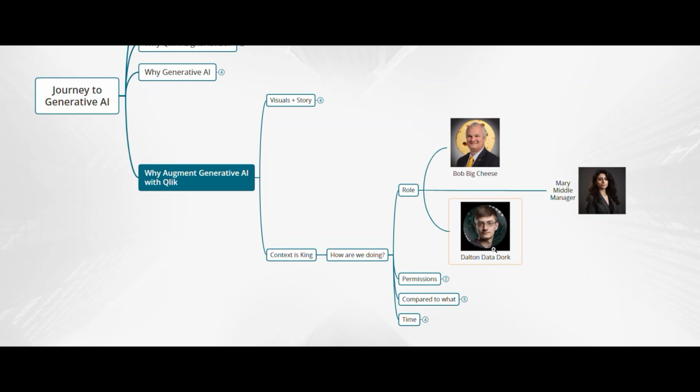Whereas if I get the question from Dalton, the data dork, he wants all of the nitties and the gritties. And if Mary Middle Manager asks me, I may need to roll these aggregates up to maybe 2, 3, 4 dimensions for her to be able to comprehend, but she doesn't want all the nitty and the gritty. So that granularity, and whether I'm going to aggregate it or send it low level through Qlik, is going to depend on the role. And with Qlik, I can answer that by knowing who the user is that's asking the question.